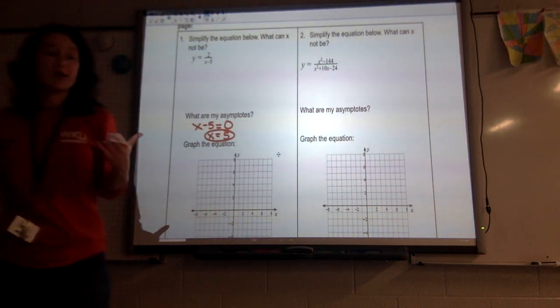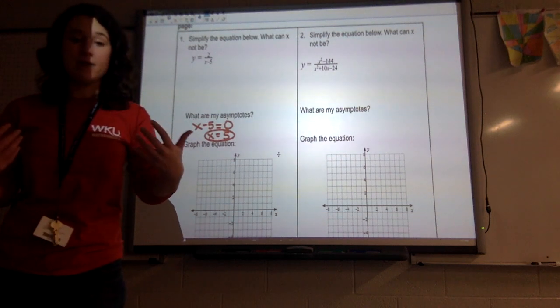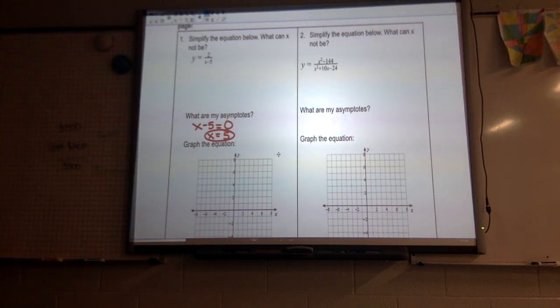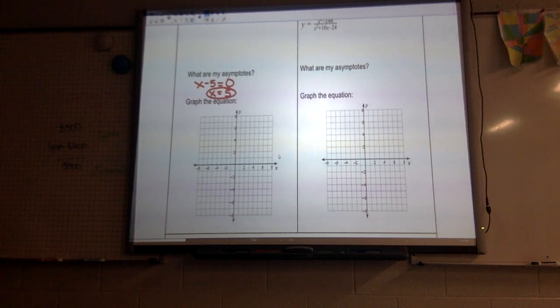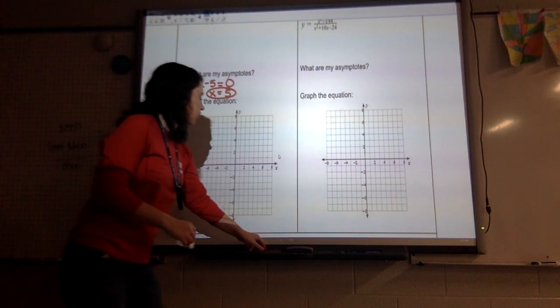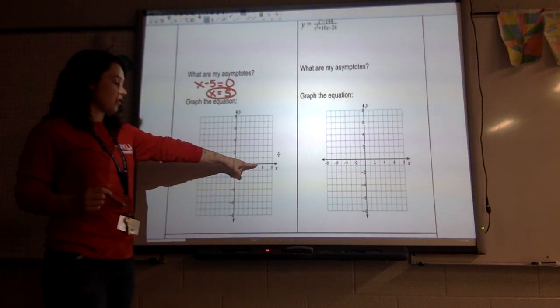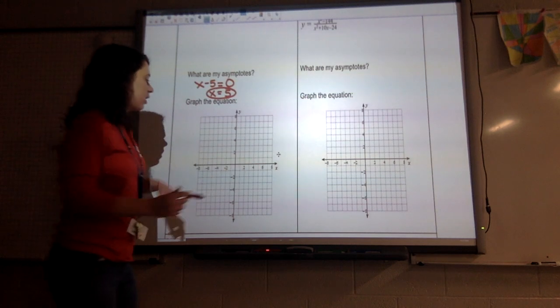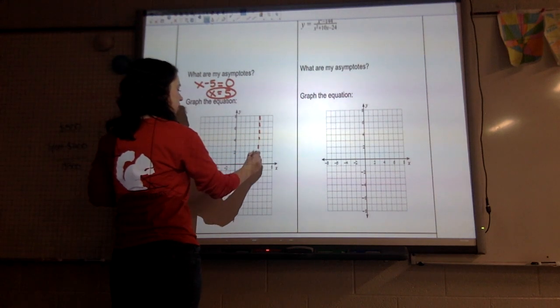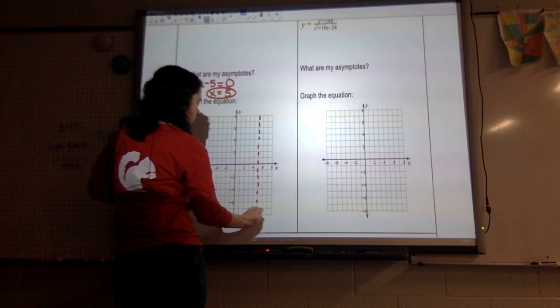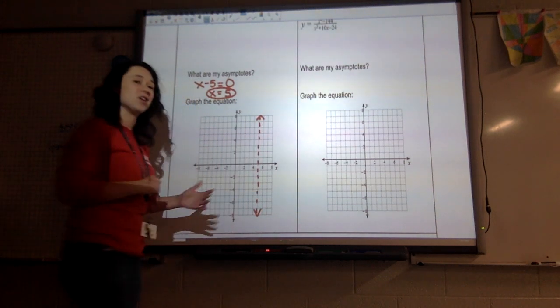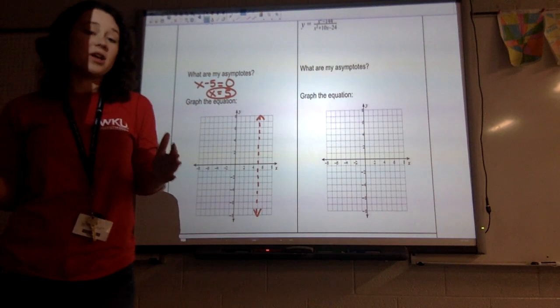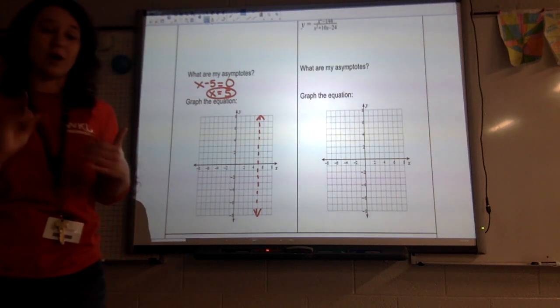So once you've got your asymptotes, you're ready to go ahead and graph this. So the first thing you'll do, since I know that x equals 5 is my asymptote, is you'll find where x equals 5 right here on your graph, and you're going to draw a line straight up and down through that point. And it'll be dotted because, again, it's imaginary. It's not actually there. We just put it there so we know where the graph's going to stop.